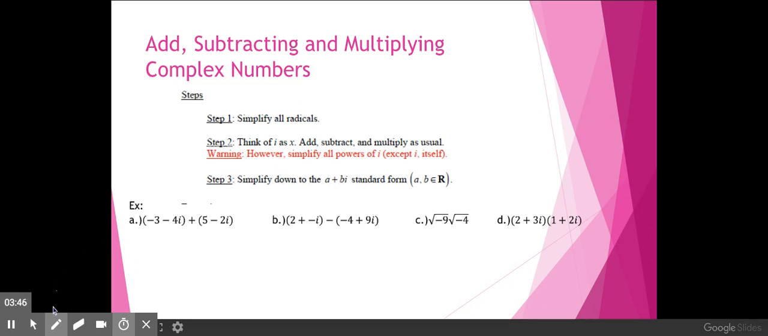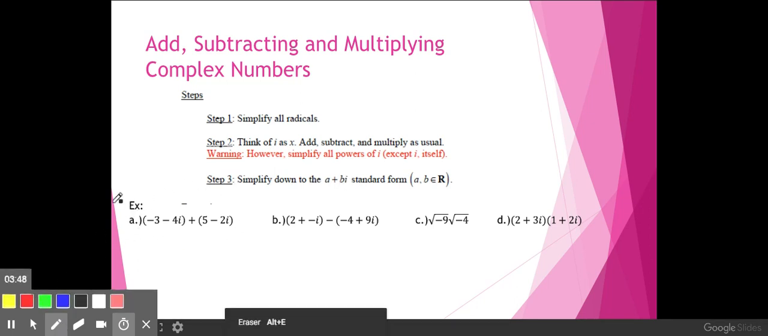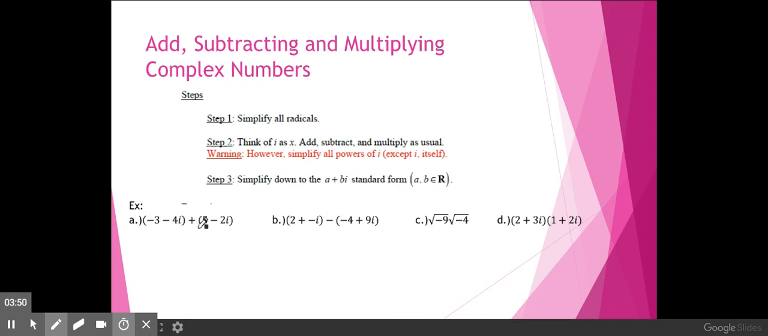So if we do that in this example right here, we have -3 minus 4i plus 5 minus 2i. So we want to combine our real parts, -3 plus 5 would give us a positive 2. And then we combine our imaginary, -4i minus 2i, we get -6i. And I write it in standard form, real minus imaginary.